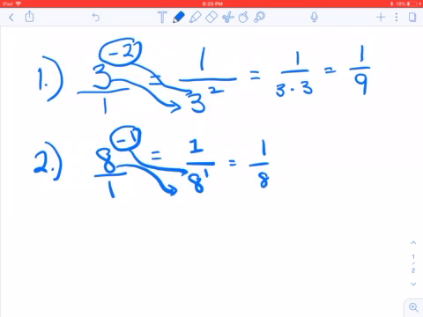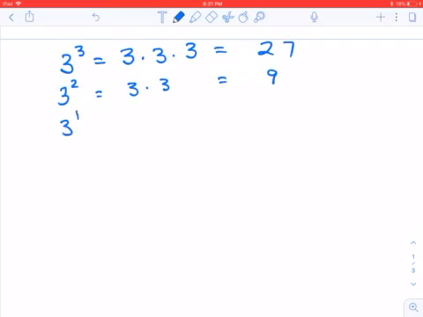So you might be wondering, okay, well, how are we getting all this? Where is this coming from? So I'm going to give you a little bit of background, and then we'll do some more practice. Let's say we were doing some powers of 3. Let's say we did 3 to the third. Well, that's equal to 3 times 3 times 3, which equals 27. Then let's say we had 3 to the second. Well, that's 3 times 3, which equals 9. Now let's say we had 3 to the first. Well, that's just 3, which is equal to 3.